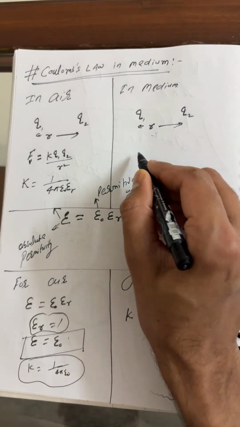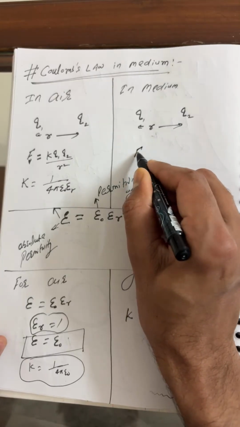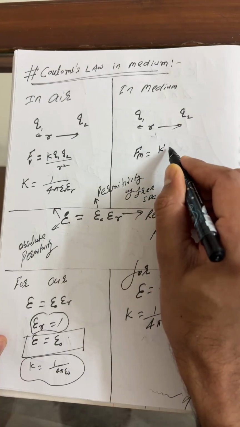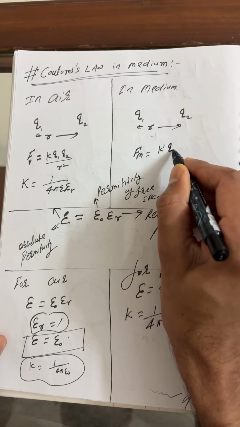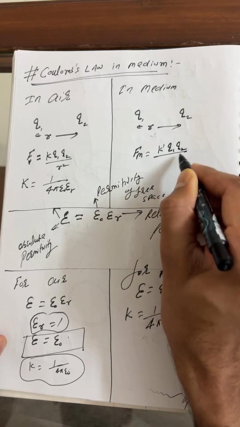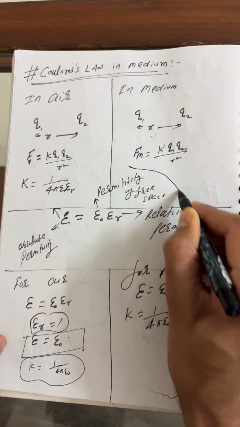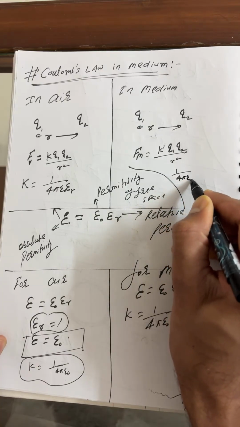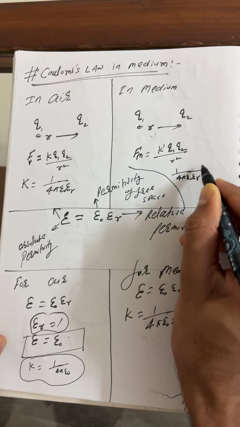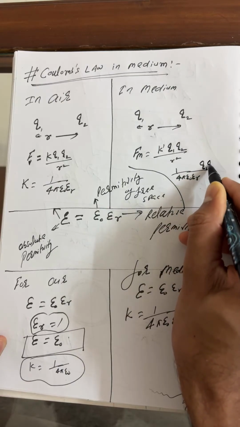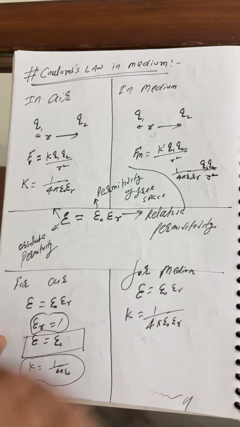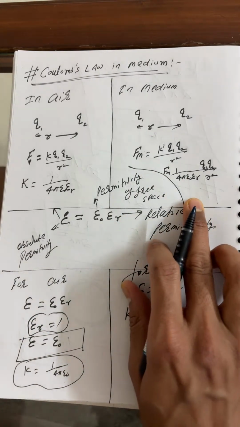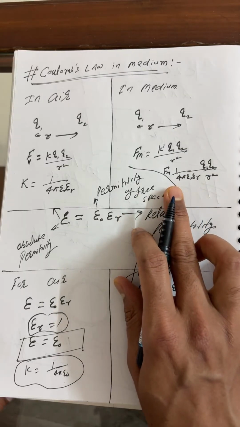So here you can write this is F medium, the medium force. This is what you can say k dash or k prime into Q1 Q2 by R square. Right, my dear? You can see this is 1 by 4 pi epsilon naught into epsilon r, into Q1 Q2 by R square. So this is the medium force. But I know JEE asked directly multiple times these questions.